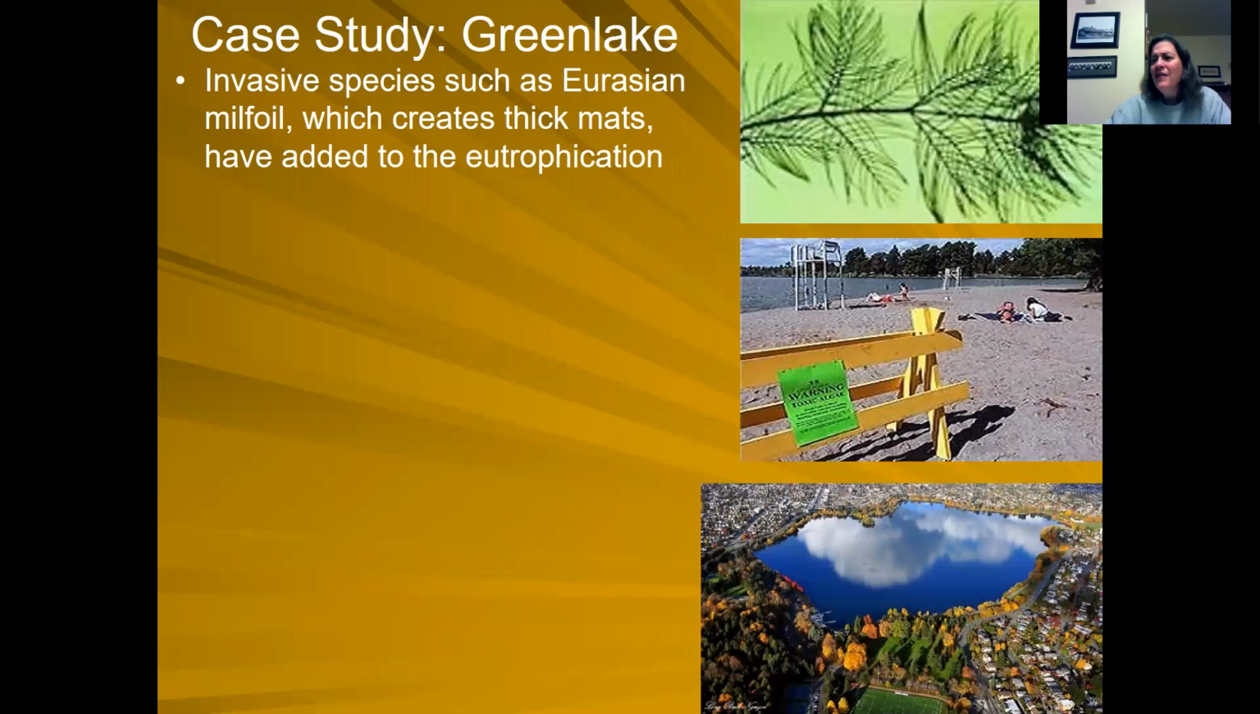Other things that happened, and that invasive species got in. So invasive species, we're going to learn again in next unit, they don't usually have any natural predators. And so when invasive species come into an ecosystem, they can take over. So in the case of Green Lake, the Eurasian milfoil got in. It makes these thick mats. You probably have seen it in Lake Washington too, and that's added to the eutrophication problems.